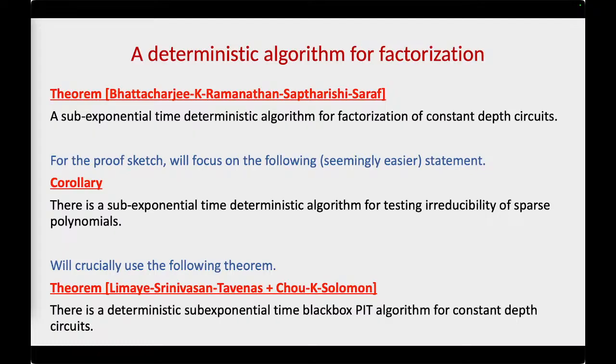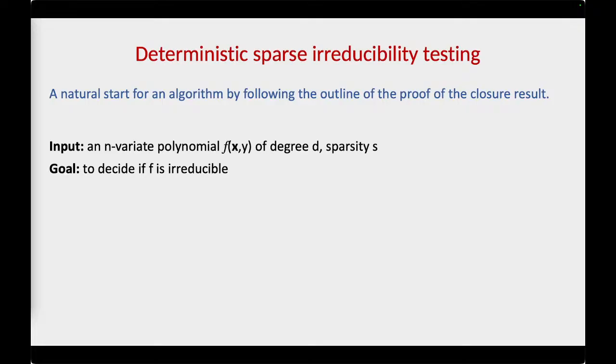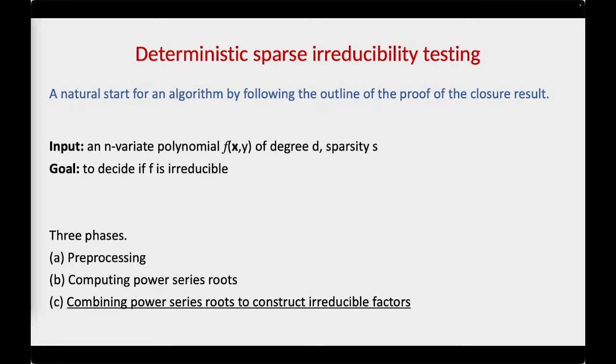Okay, let's get started. A natural start for an algorithm would be to follow the outline of the proof of the closure result and see what parts don't work. We have a sparse polynomial as input. We want to test if it's irreducible. Remember, we had three phases in the algorithm. There was some pre-processing, there was some computing of power series roots, and then we had this issue of combining power series roots appropriately to construct irreducible factors. Most of the work here is in the third part.